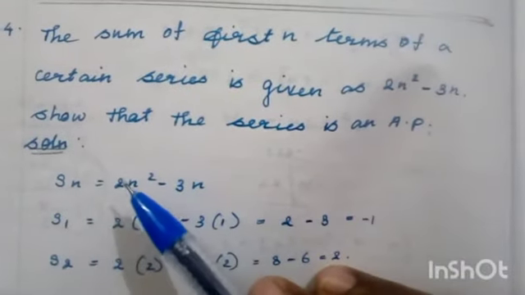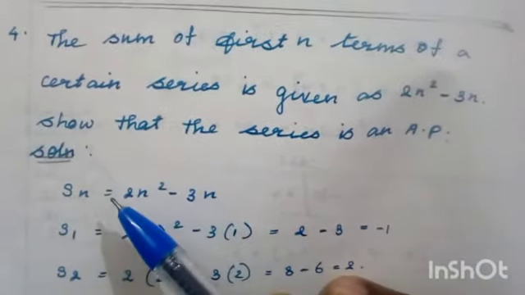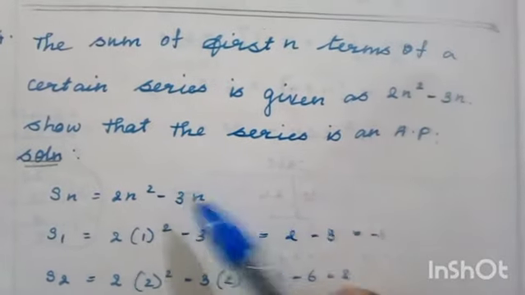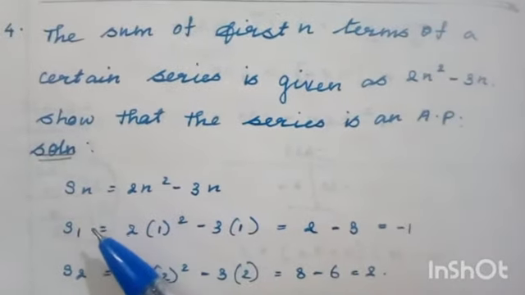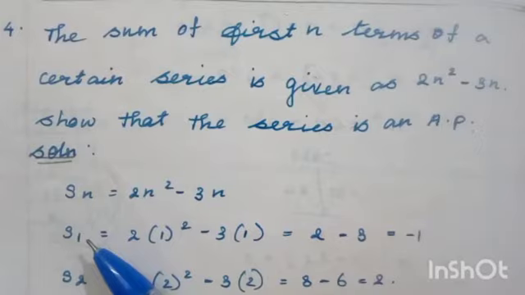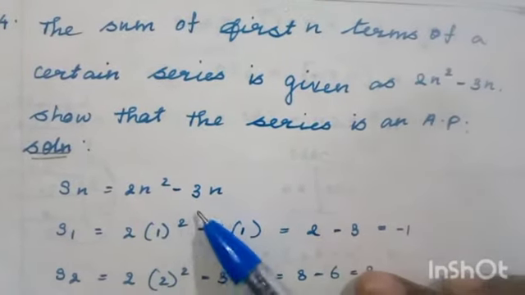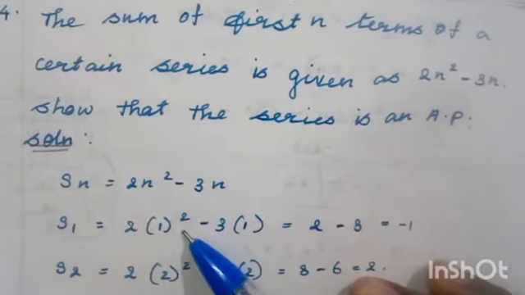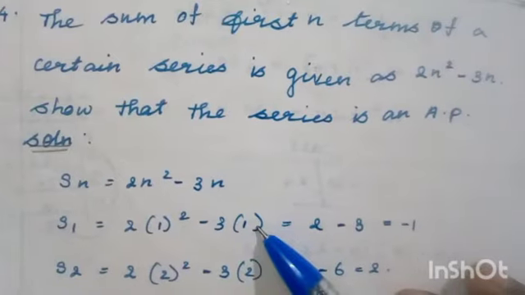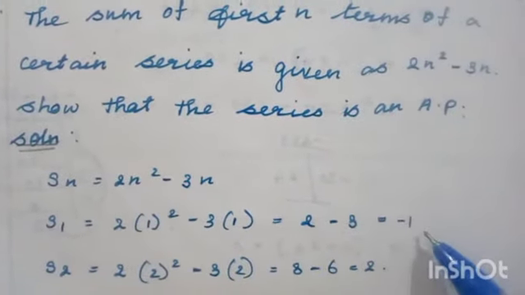In this fourth question, first you have to write the given. Given Sn is equal to 2n square minus 3n. Then you have to find the first one, n is equal to 1. So 2 into 1 whole square minus 3 into 1. So that is 2 into 1 is 2, 3 into 1 is 3. So 2 minus 3 is minus 1.